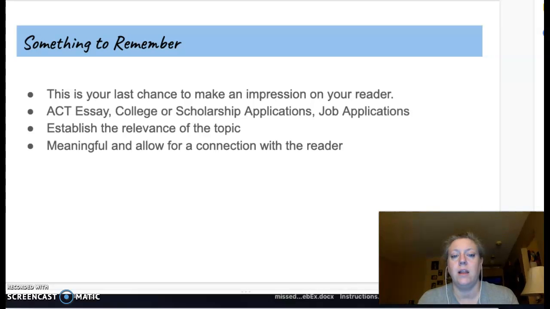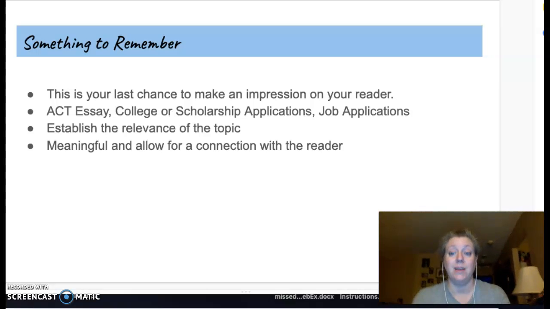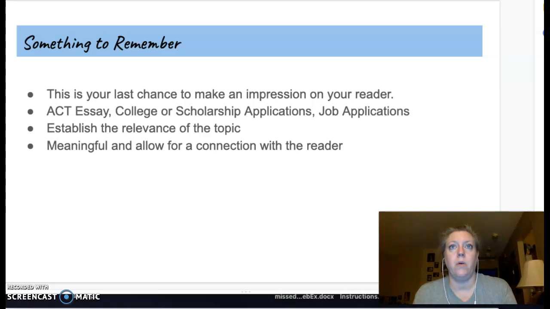Now, you're going to write essays on the ACT, you might write them on scholarship applications or college applications, you may even have to write them for job applications. And the people who read them are going to be reading a lot of them. And you want them to remember your essay. You want them to leave with a strong impression of who you are. So there are some good ways to do this.